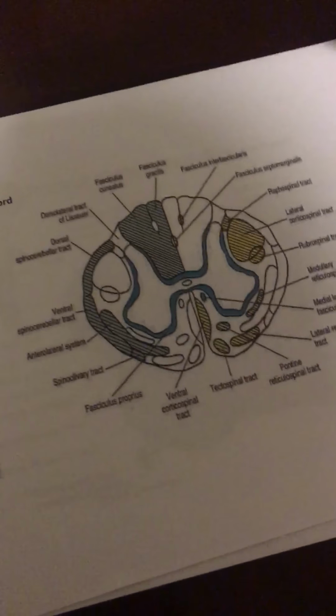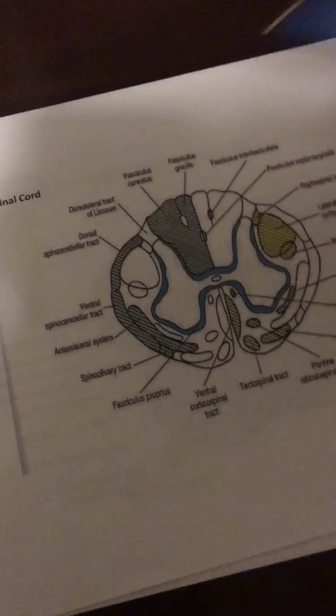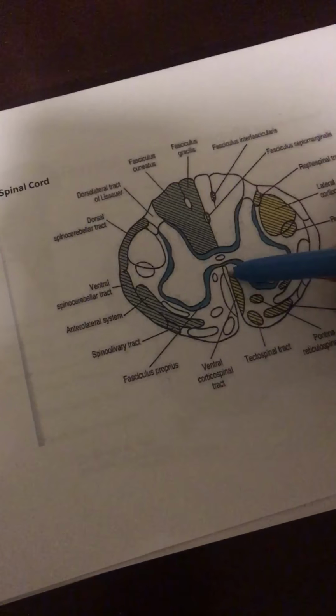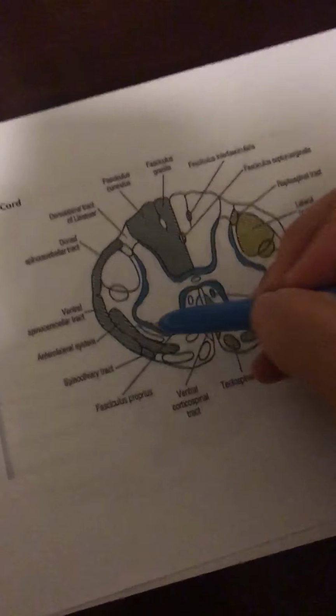So for example, looking at the anterolateral system, I know that a couple structures I'm going to need. I'm going to need to know where my Lissauer's fasciculus is. I'm going to need to know where my anterior white commissure is. Of course, where my anterolateral system or spinothalamic tract is.